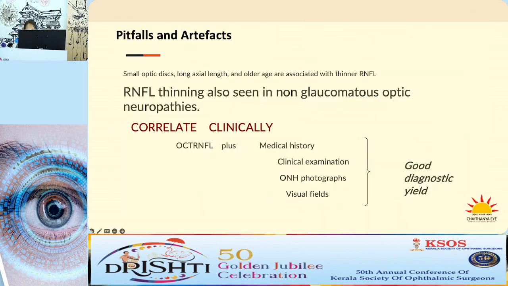Though widely used, OCT is not free from artifacts or pitfalls. Small optic discs, long axial length, and older age are associated with thinner RNFL, and RNFL thinning is also seen in non-glaucomatous optic neuropathy. So clinical correlation is very important. A good medical history, clinical examination, photographs of the optic nerve head, and visual field give a good diagnostic yield along with the OCT RNFL.